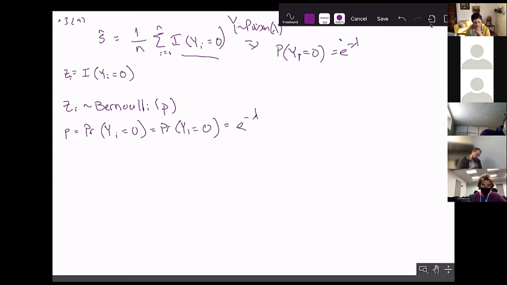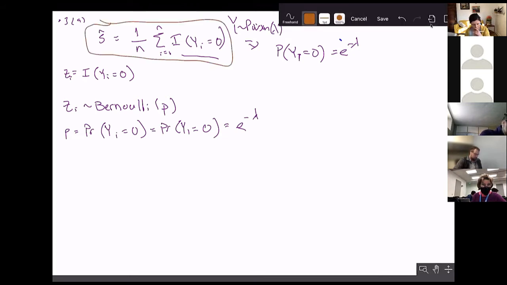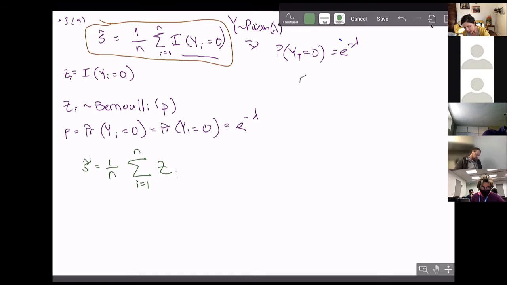Yes. Okay, going back to our original estimator that we defined as part of the problem that we want the variance of, now we can rewrite that in terms of z. So now it's a sum of this zi variable. Does that make sense? Yes. And so what is the expectation of zi? And what is the variance of zi?